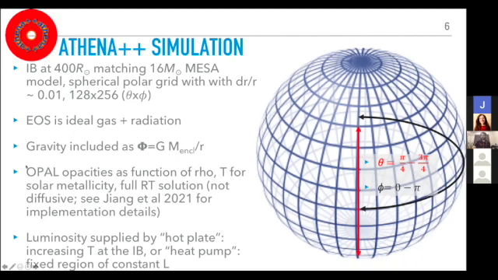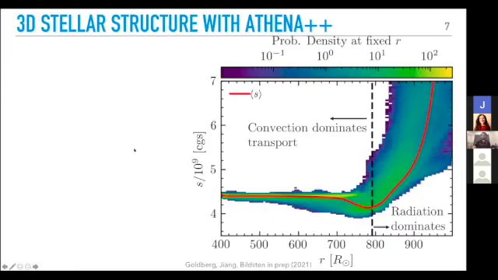We then solve radiation transport with OPAL opacities for the full radiation hydro solution. So it's not the diffusive approximation. We use Yanfei's rad hydro module in Athena and see this paper for implementation details. And then we supply luminosity at the bottom boundary by a hot plate. We increase the temperature at the inner boundary, or by a heat pump with a fixed region of constant L. And we've run a few of these models, and I'm going to mostly focus on discussing one here for clarity.